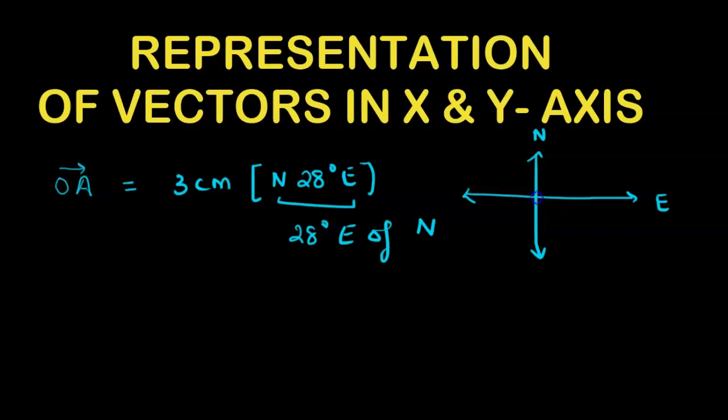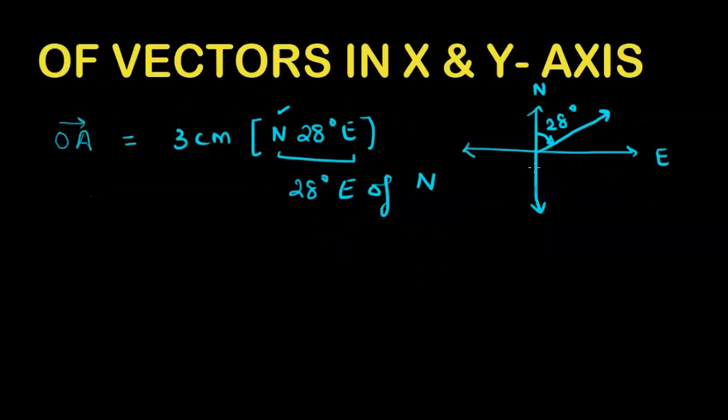We draw this vector in between north and east axes, and along with the north we join the angle 28 degrees. So between the vector and the north direction is where we make this angle of 28 degrees. Whatever direction is first, that is where we join the angle. How do we read this? This is 28 degrees east of north, and this vector is OA. The magnitude of this vector is 3 centimeters.